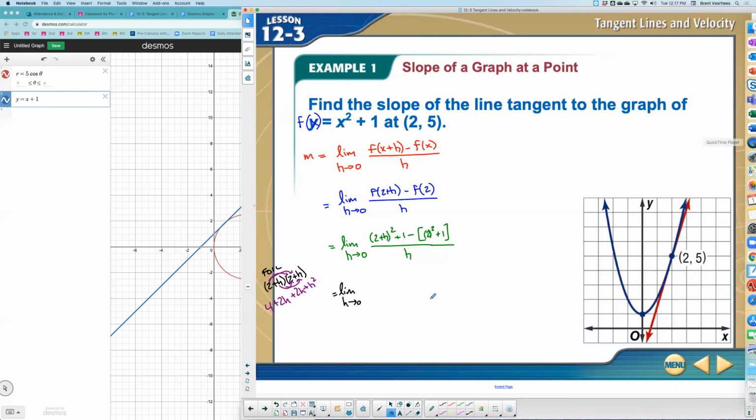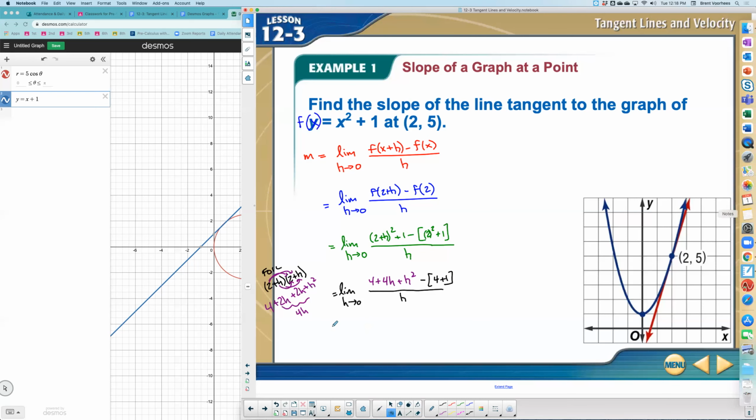So this limit will be, and I'll write this here in purple, 4 plus 2h plus 2h, which is 4h, plus h squared. And then we're going to subtract 2 squared plus 1. 2 squared is 4, plus 1, which means we're going to subtract 5. All this is over h.